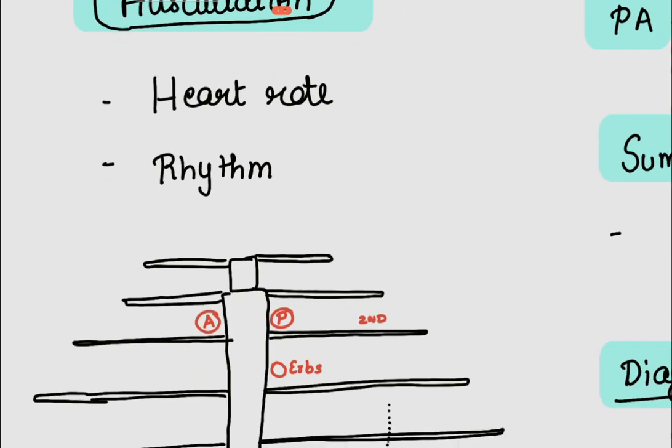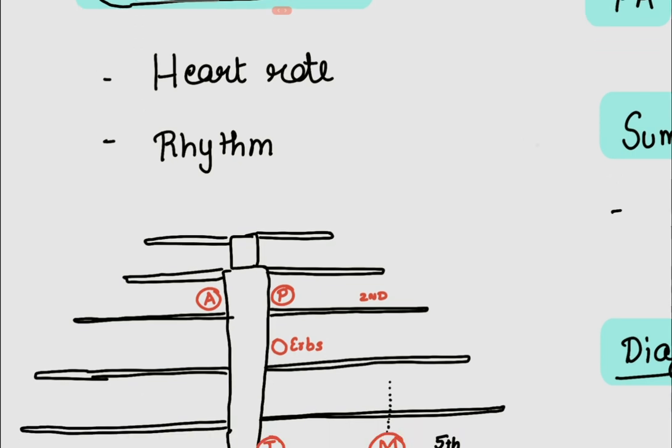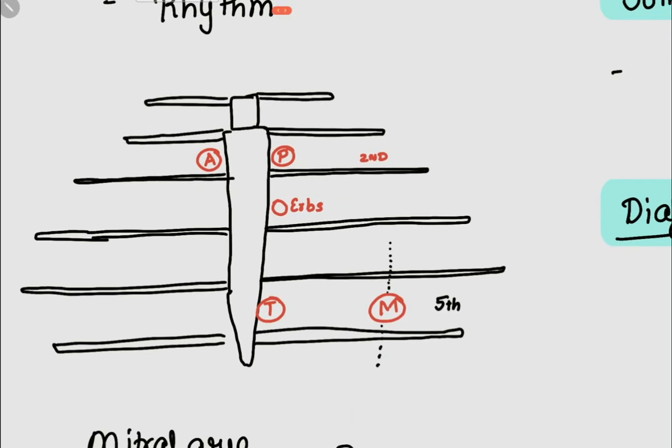Auscultation is the main thing which we do in CVS examination, wherein you look for heart rate, rhythm, and to summarize in a simple diagram: in the second intercostal space on the right upper sternal border, we see for the aortic listening point, wherein you can hear the murmur of aortic stenosis. And in the left upper sternal border, in the second intercostal space, you hear for the pulmonic listening point, wherein you can hear PDA or pulmonic murmur.